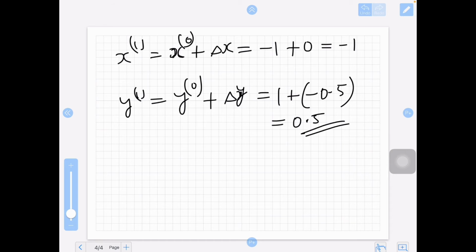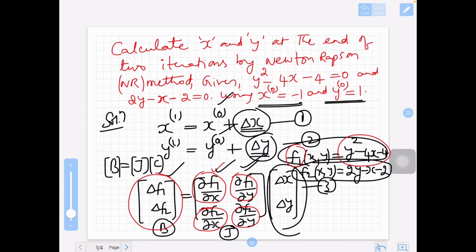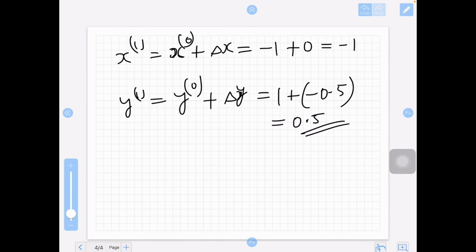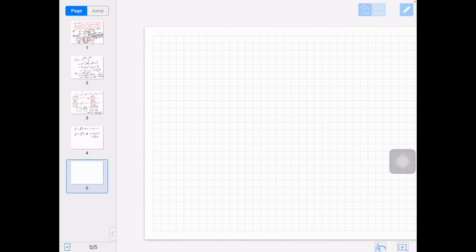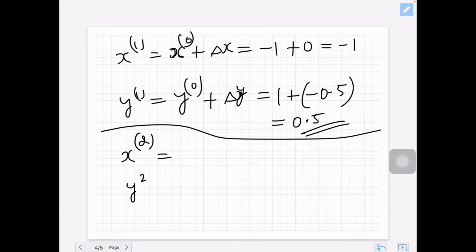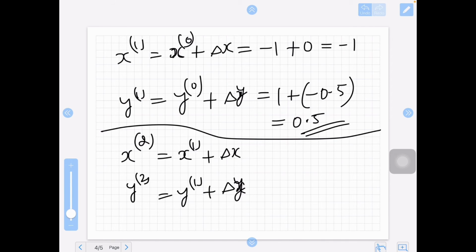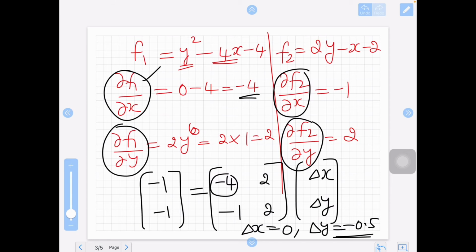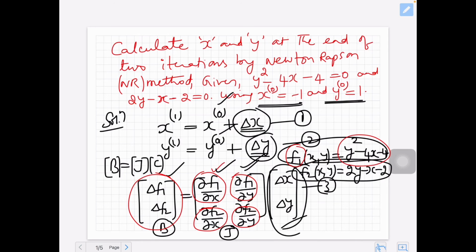Similarly, one can find the answer at the end of the second iteration. See here, at the end of the second iteration, the equations become x1 plus delta x, y1 plus delta y. At the end of the second iteration, we have to find the x and y values, as asked in the problem. Here also you have to find the values of delta x and delta y, because x of 1 and y of 1 are known. So delta x and delta y you can find using the same procedure as adopted here.